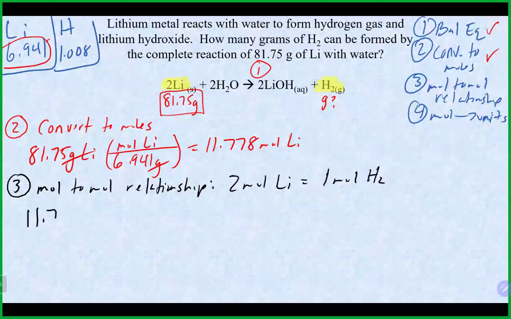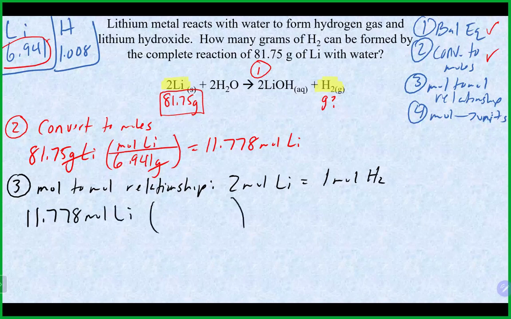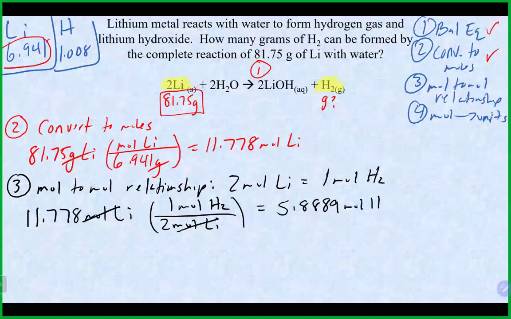Continuing on here with our number. Since we do want to get rid of lithium, lithium does need to go in the opposite location on the bottom. And once again, this is the big stoichiometry move right there. Going in the equation, using it as a conversion factor. And that is going to get us here, we'll call it 5.8889 moles of hydrogen. And that would take care of step number 3. Any questions up to that point?